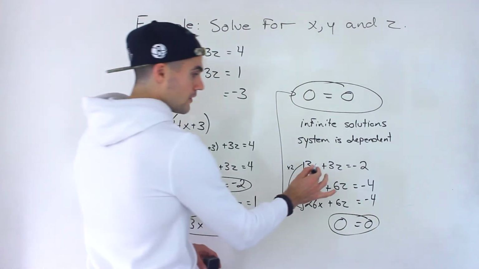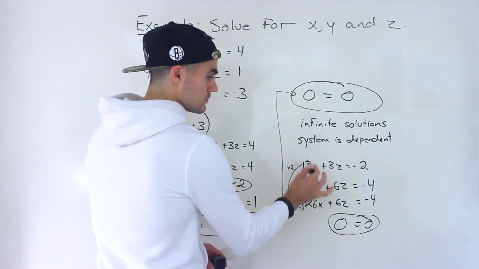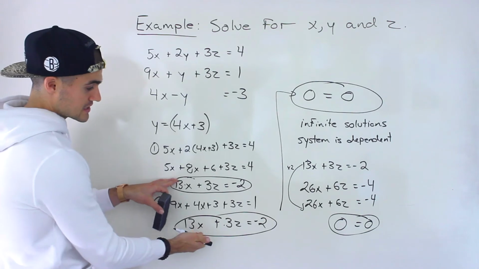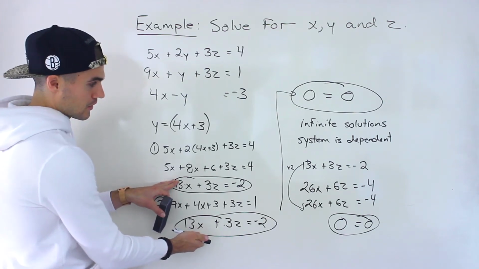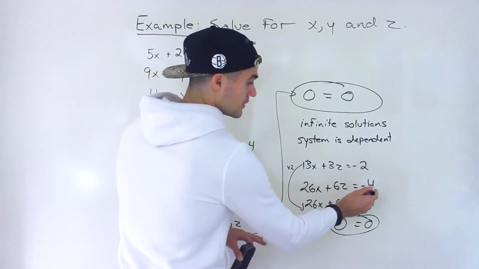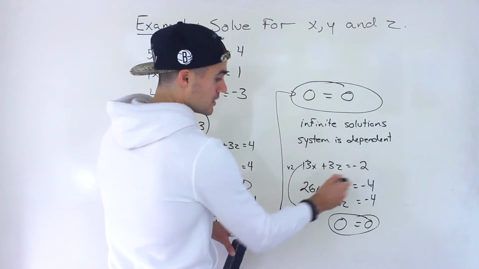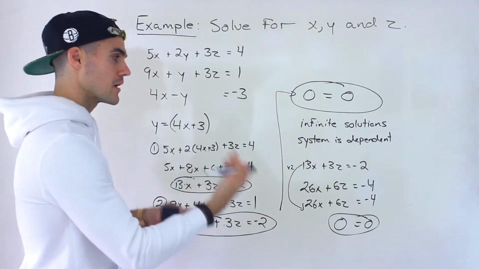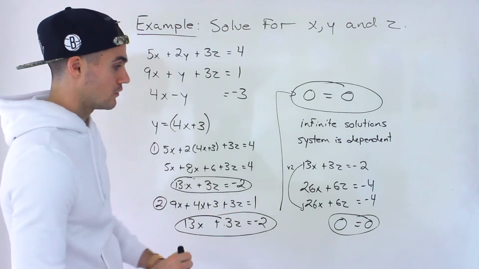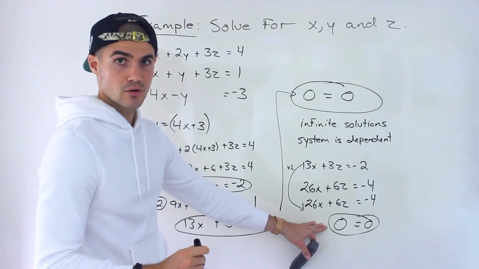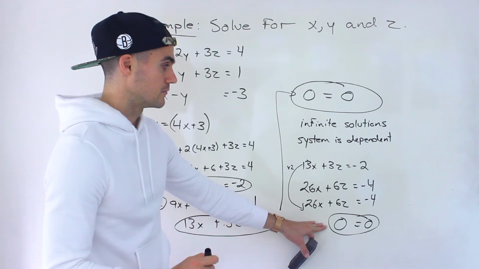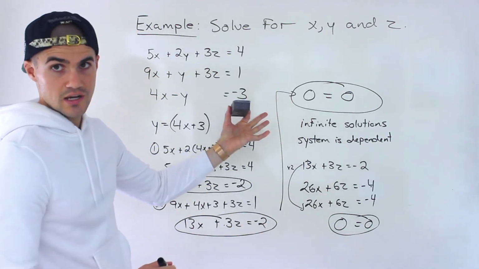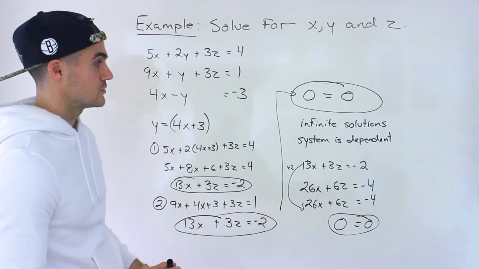So even though these two are the same, sometimes it's not going to be as obvious as this. Maybe the coefficients are going to be different. They're going to be the same multiples, but the coefficients can be different. So sometimes there may be a little further algebra involved before you get to that 0 is equal to 0 point. But whenever you do get to 0 is equal to 0, it means there's an infinite amount of solutions.